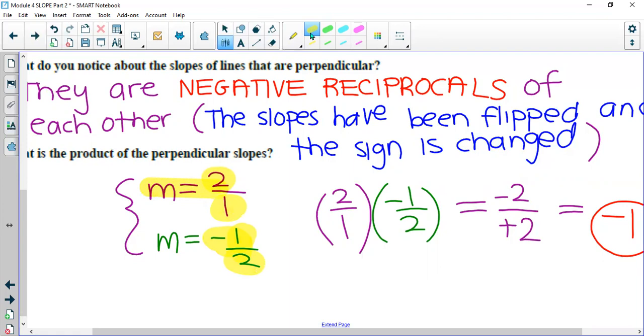Now, if I started off with -1/2, then when I do the negative reciprocal, my reciprocal slope would be positive. So you want to always have the opposite sign. I've written an instruction there. The slopes have been flipped and the sign is changed. That is for negative reciprocal slopes, okay? That's a very important concept. Please write it down. That's something you should include on your study notes as well, so you don't forget it for the test.